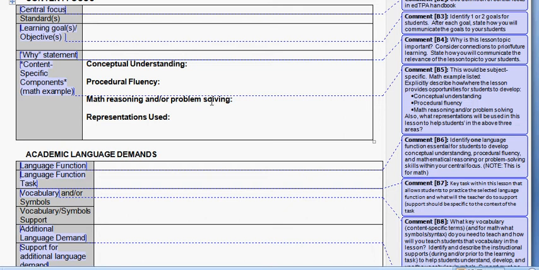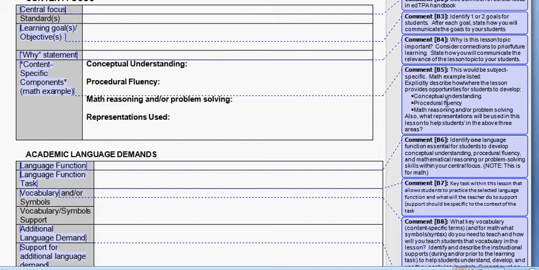Okay, next up, this box is a content-specific component. So this is going to vary from subject area to subject area. Again, this is the secondary math example. And so for math, you would have to explicitly describe how and where the lesson provides opportunities for students to develop conceptual understanding. So that's really getting at the heart of understanding the concept. Procedural fluency, which of course is more about the actual computations or solving or the algebra.